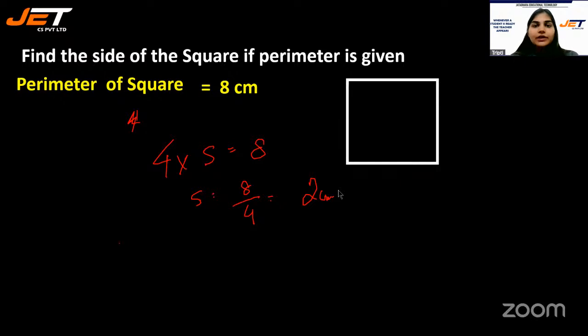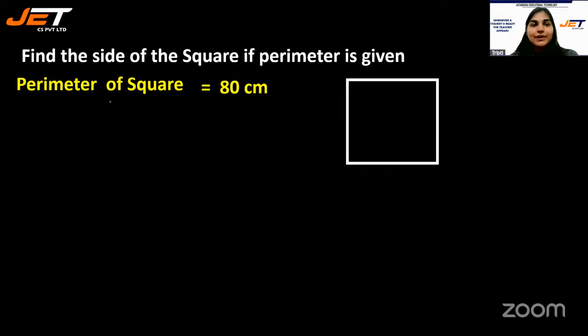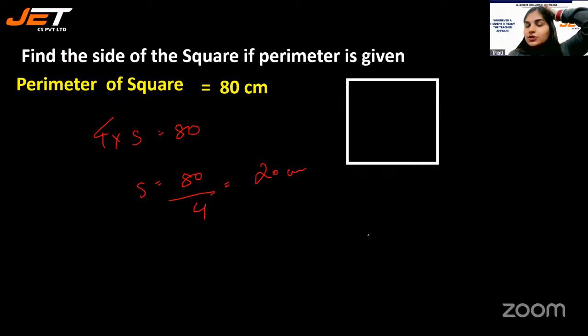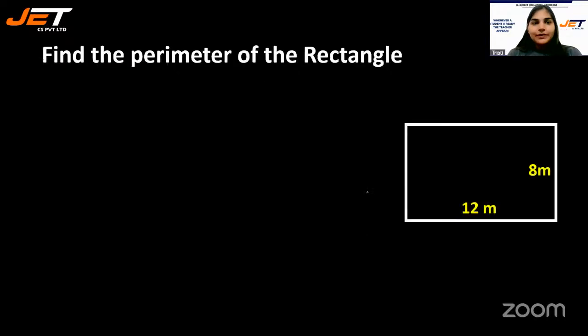Moving on. Here, next one is perimeter of the square is 80 centimeters. So 4 times side is 80. Side is 80 divided by 4, which is equal to 20 centimeters. So 20 centimeters is the side of the square.